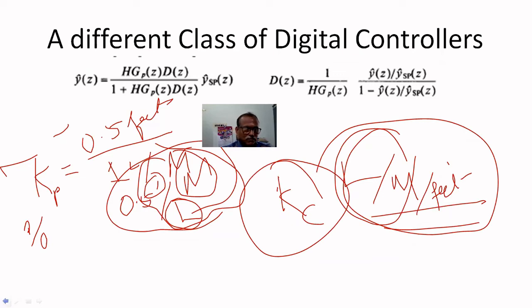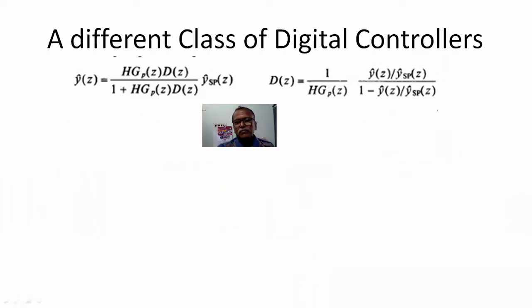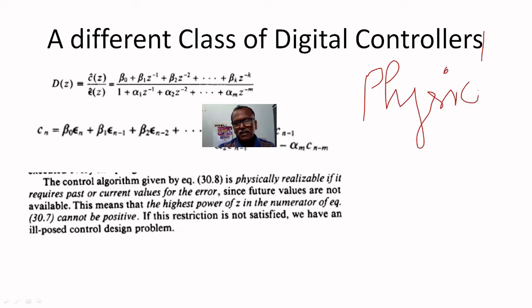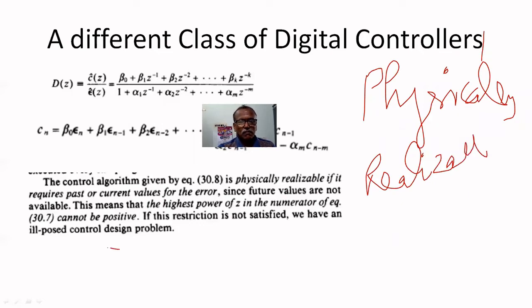Now let us move on to the design of controller, deadbeat controller. To design that controller, it must be physically realizable. What is physically realizable, that we have to see. Physically realizable means what? This is the controller output.